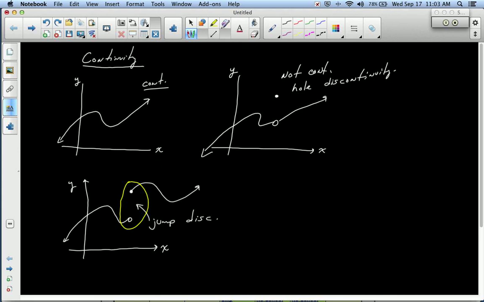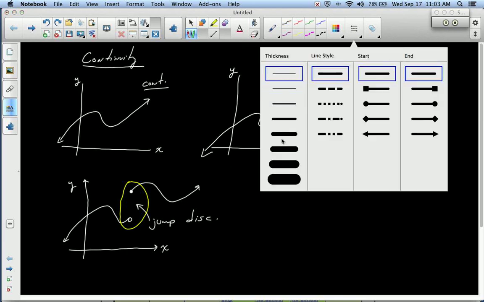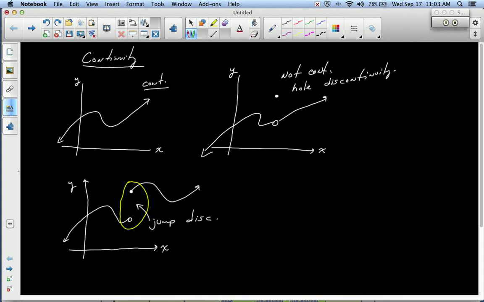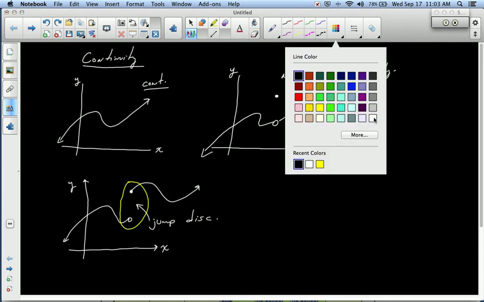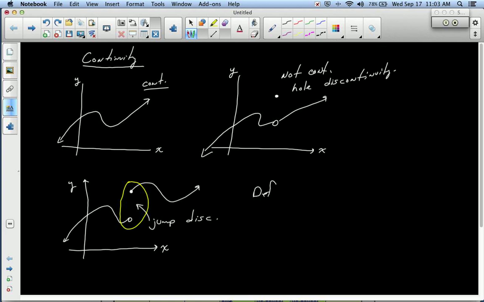So now let's look at a formal definition for continuity. All right, definition. I guess I need to go off of black. It's not going to work on a black background there. So definition. f of x is continuous at x equals c if there are three criteria. Criteria number one, f of c must exist. In other words, if I plug c in, I better get a value out.